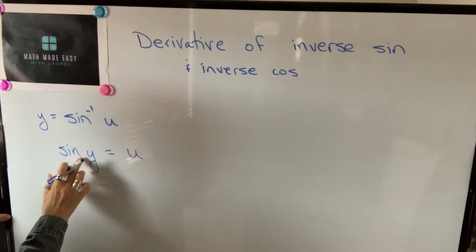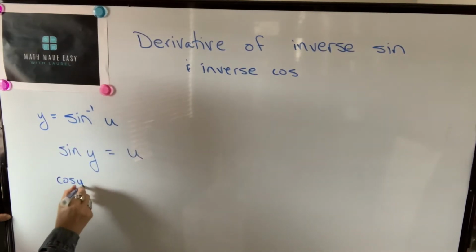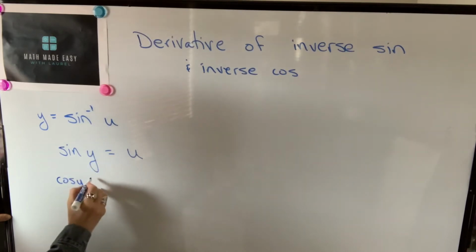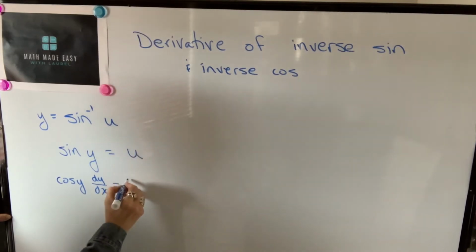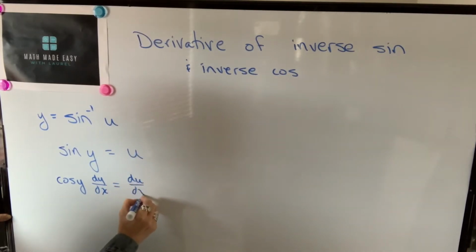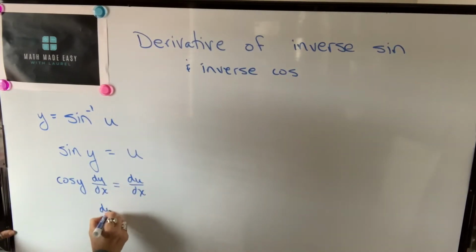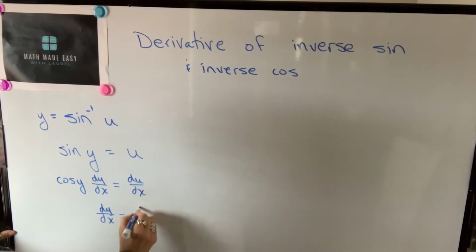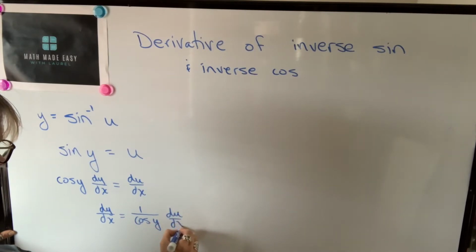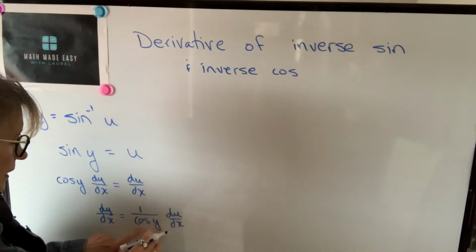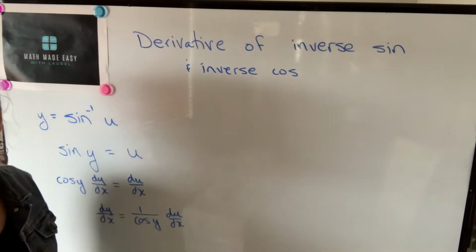So I'm going to take the derivative of sine of y, and the derivative of sine of a function is cos of that function, and then times the derivative of y with respect to x, so dy dx, will equal the derivative of u with respect to x, which is du dx. I want to isolate dy dx, so I'm going to divide by cos of y. I don't want to express my derivative in terms of y. I want to define it in terms of u.